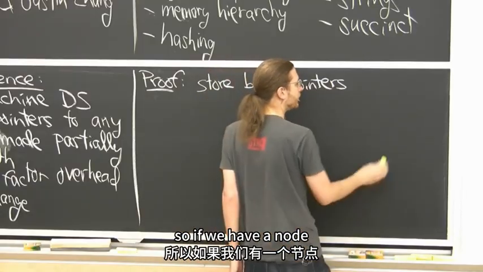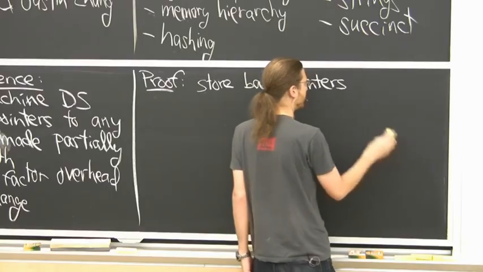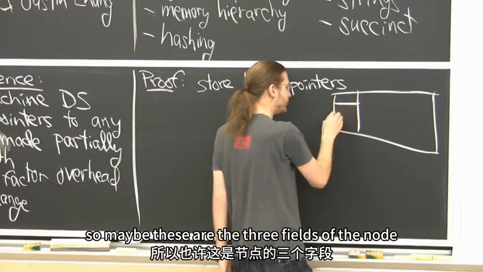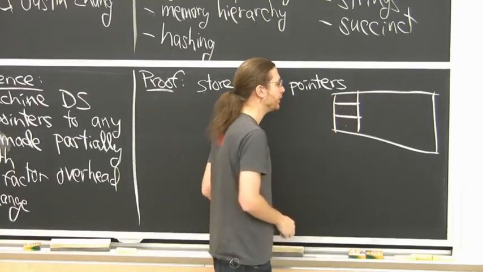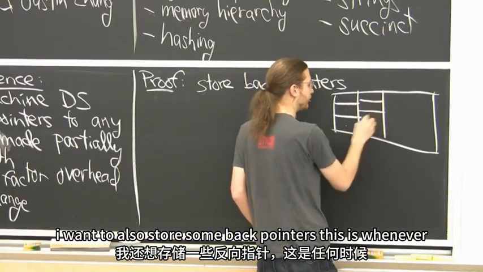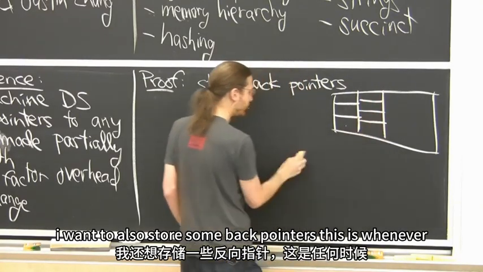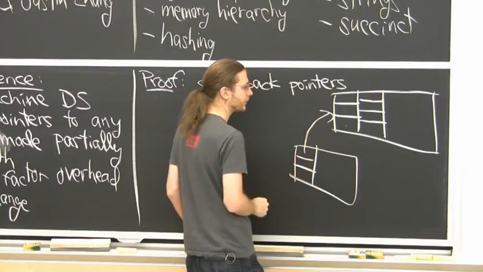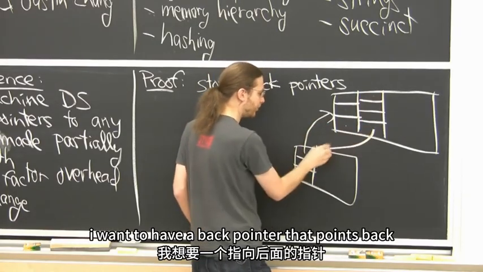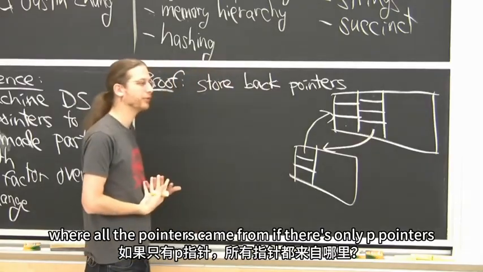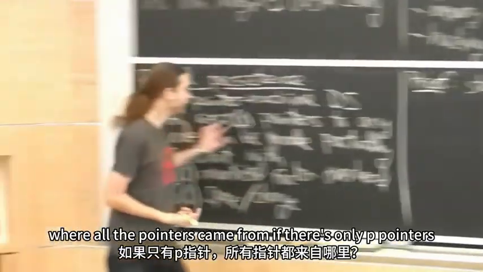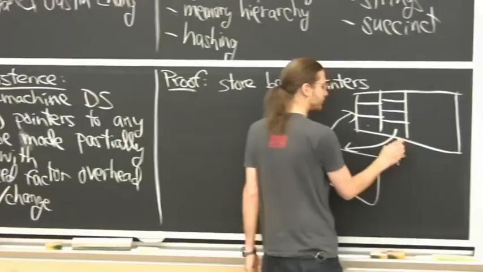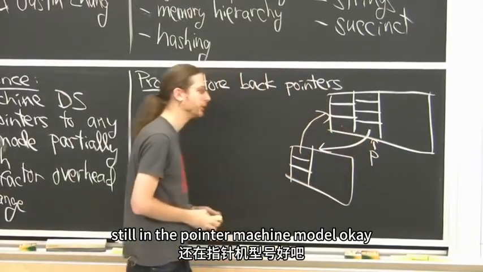So if we have a node, how do I want to draw a node here? So I've been drawing, so maybe these are the 3 fields of the node. I want to also store some back pointers. Whenever there is a node that points to this node, I want to have a back pointer that points back. So I know where all the pointers came from. If there's only p pointers, then this is fine. There'll be p fields here. So still constant, still in the pointer machine model.